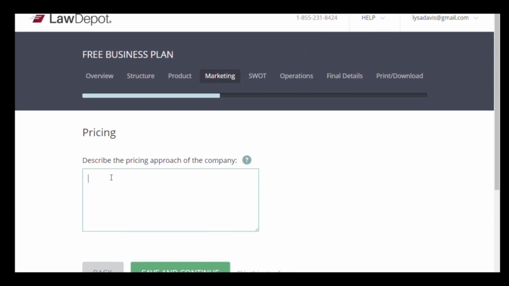Pricing. So describe the pricing approach of the company. Now in here you want to put something that shows you've taken into consideration how much it costs to manufacture your product, or what is the cost of your service, the hours, or the cost of the work, and then how you came about deciding what your pricing should be.